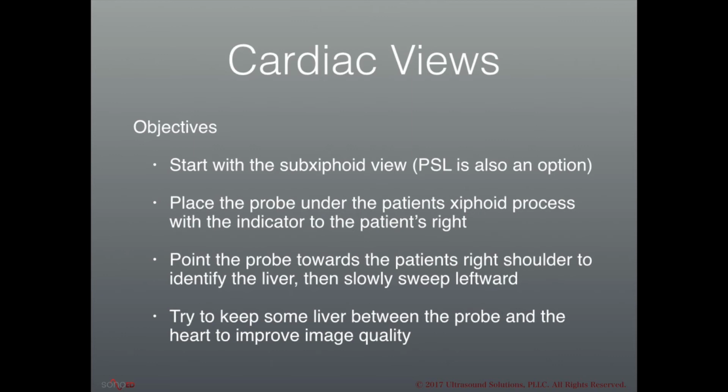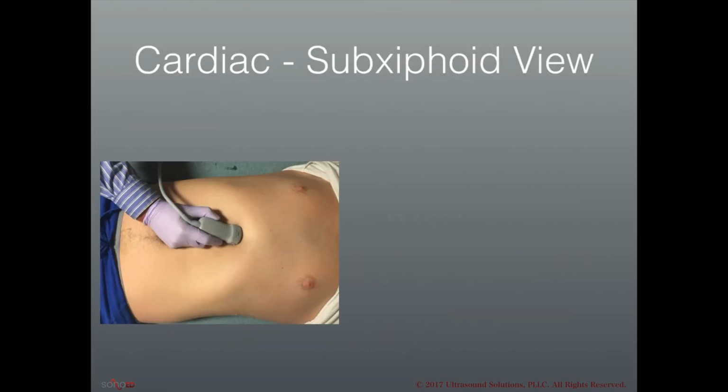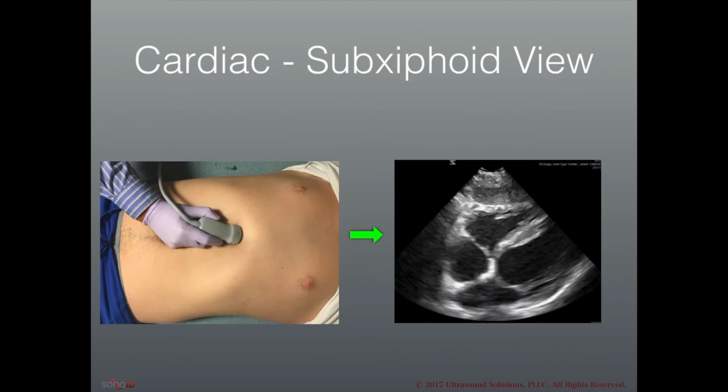We'll first identify the tip of the liver, and then we'll sweep the probe leftward looking for cardiac activity. Try to keep some liver between the probe and the heart because this will improve your acoustic window and image quality. Here's an example of how to orient the probe on the patient, and then an example of an image that you should obtain. With the indicator to the patient's right, that will correspond with the left side of the screen.